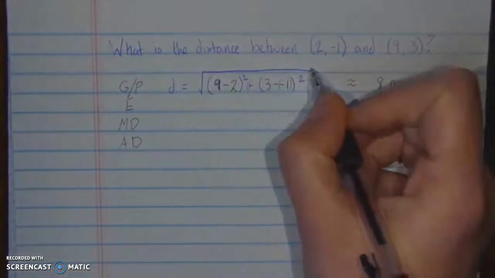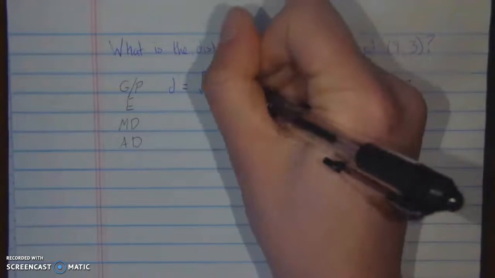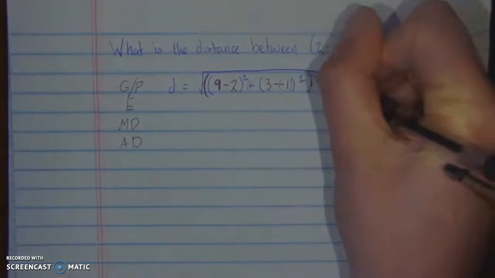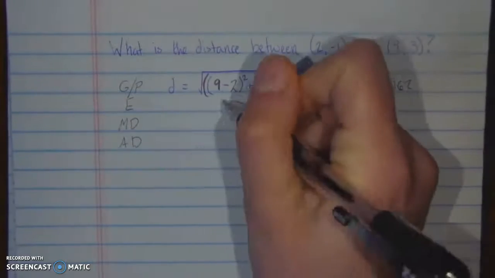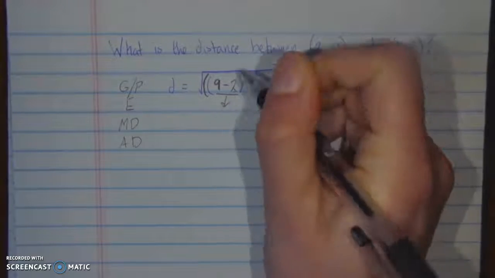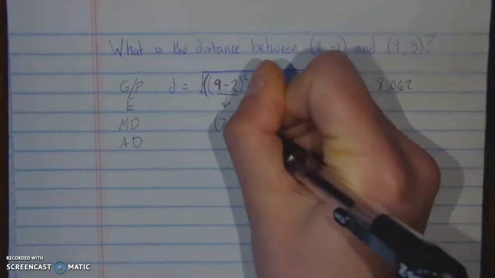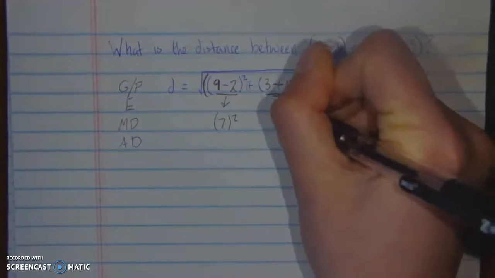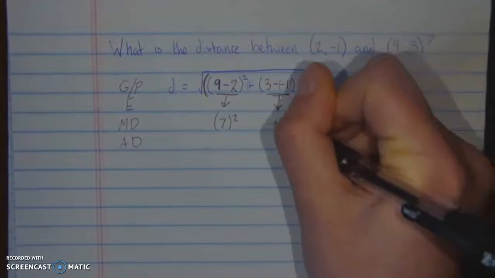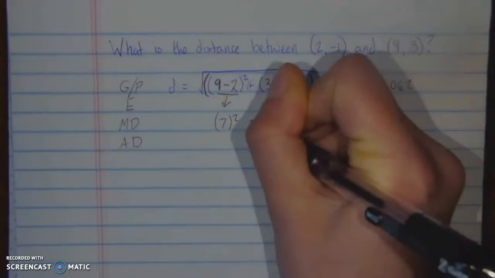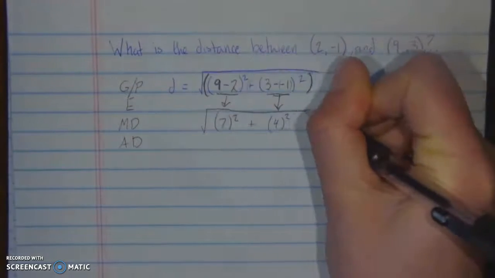In here, this is one big parenthesis, so I have to fill in everything that's within here first. Then I go to my parentheses inside of here. 9 minus 2 gives me 7. And 3 minus the -1 is 3 plus 1, or 4. Now notice I am still within here.